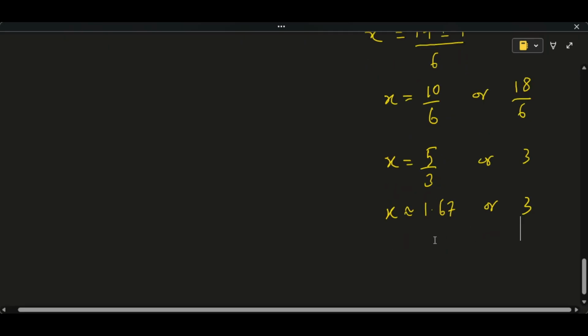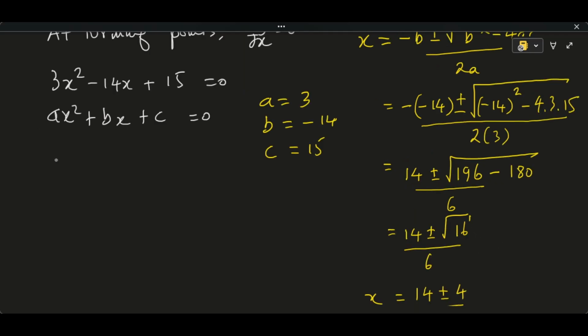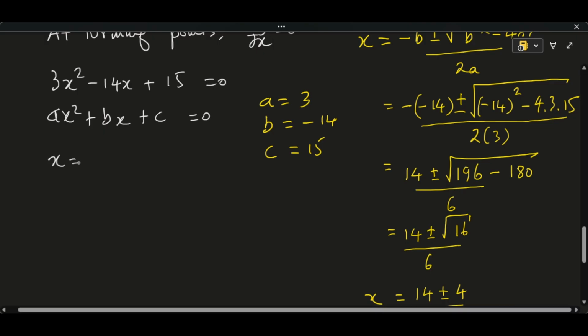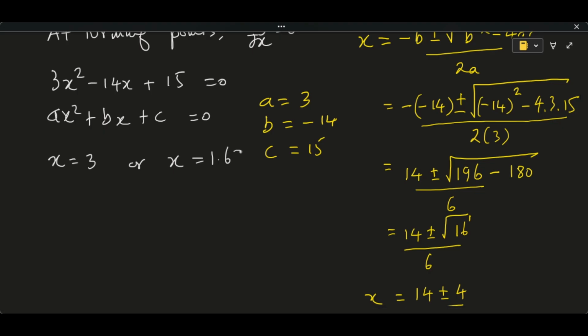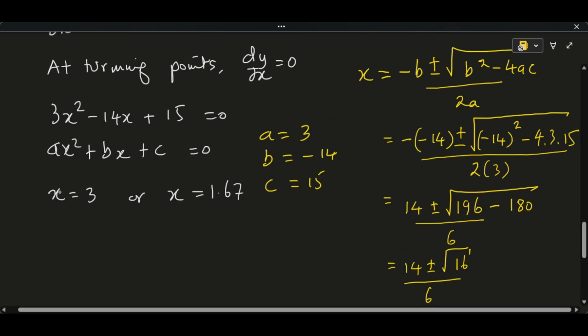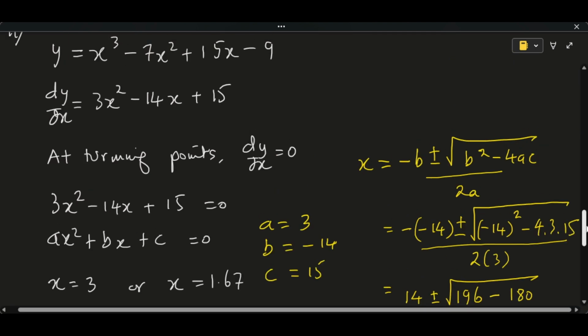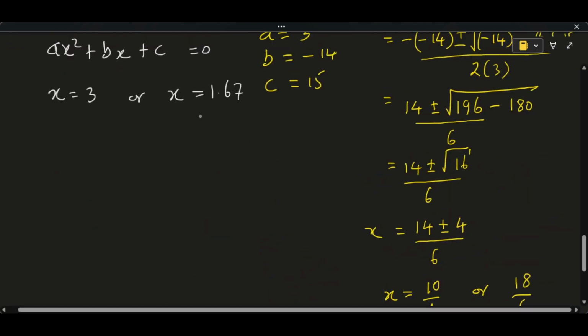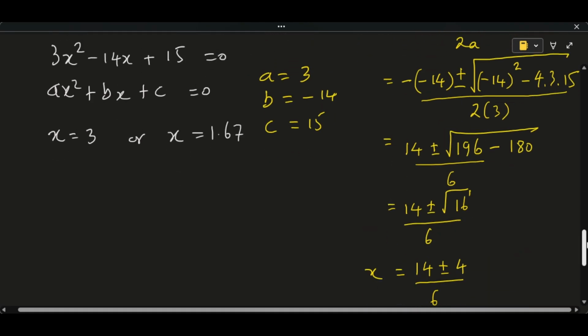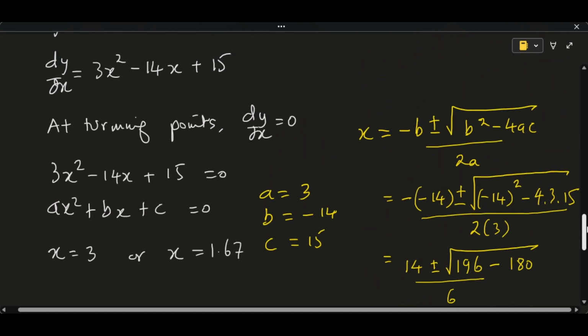What this means is that the curve will be turning at the point x is equal to 3 and also at the point x is equal to 1.67. So x is equal to either 3 or 1.67. Now, when x is 3, what would be its y value? Because we need to determine that point. And when x is equal to 1.67, what will be its corresponding y value? Because we need to determine the coordinates of the turning points.